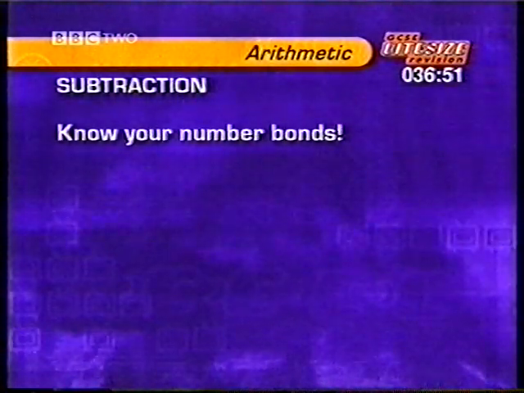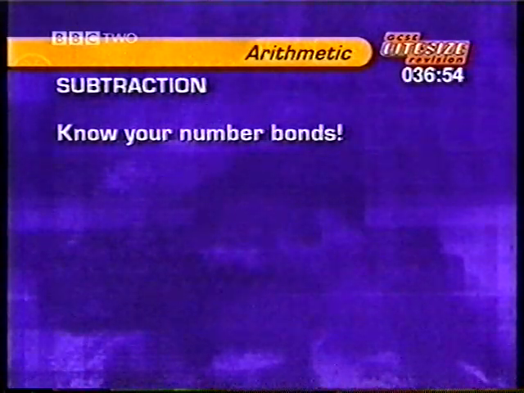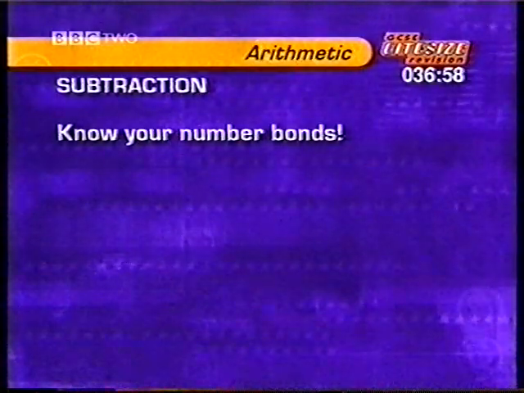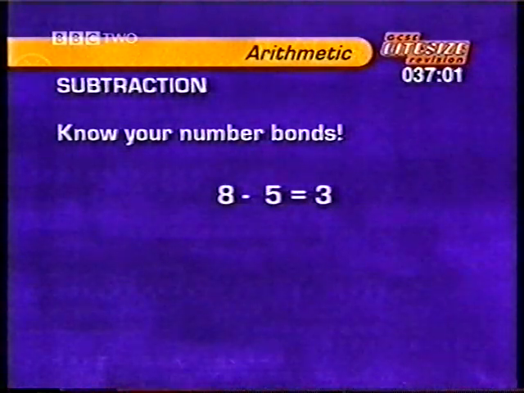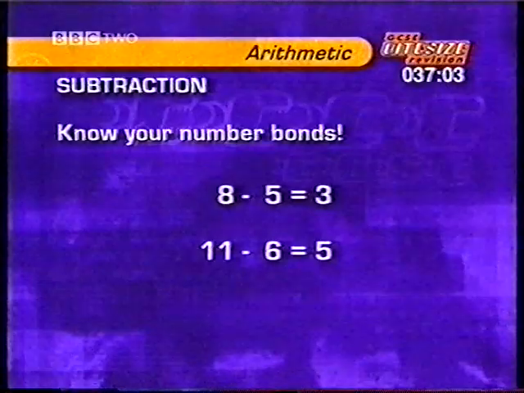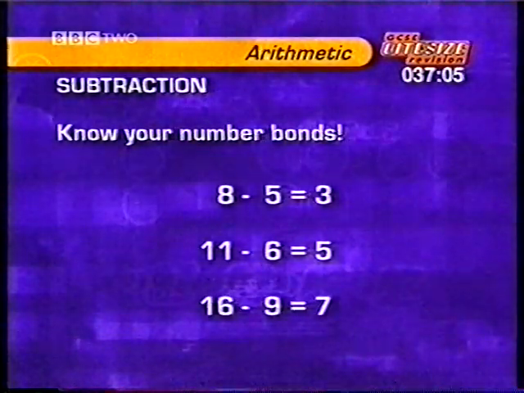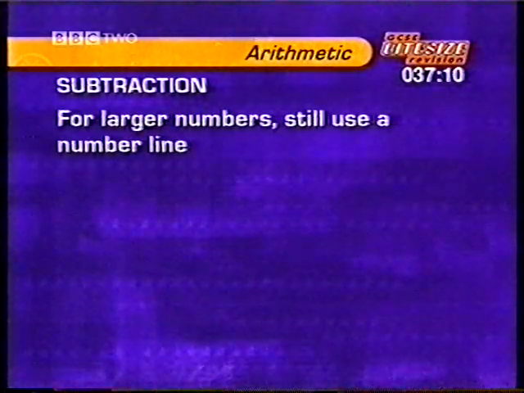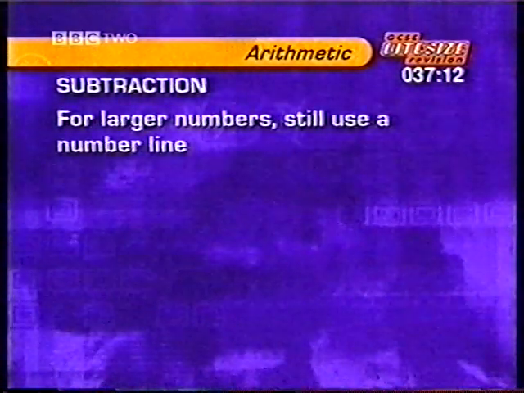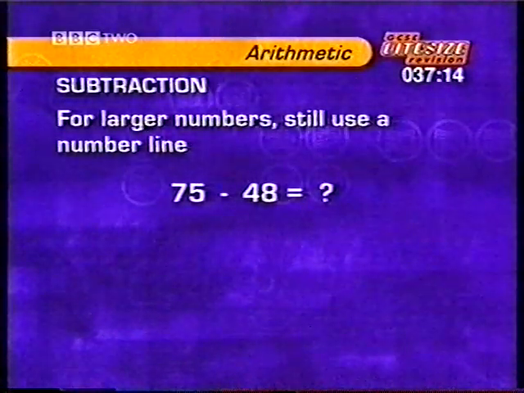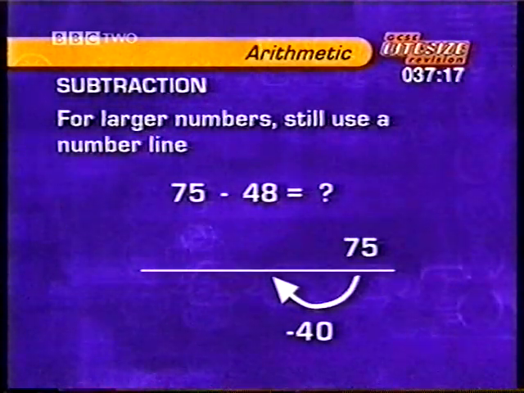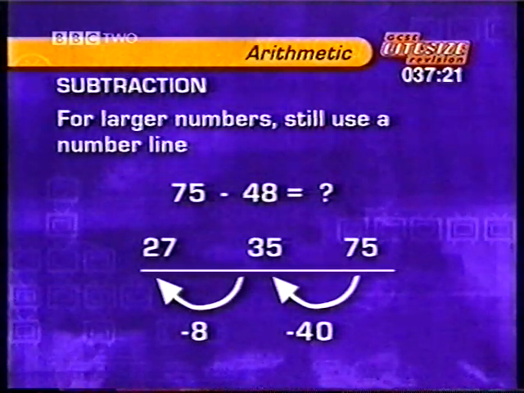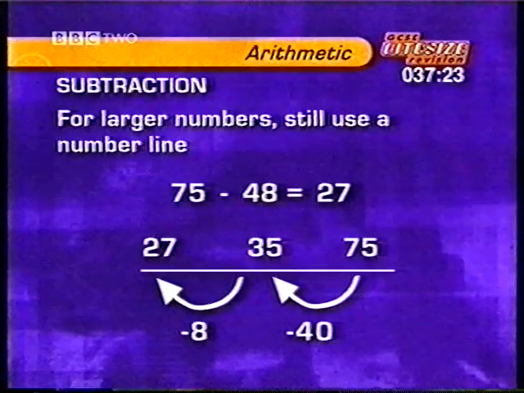As with addition, knowing the number bonds for numbers up to 10 will allow you to do many simple subtractions in your head without working them out each time, such as 8 subtract 5 is 3, 11 subtract 6 equals 5, or 16 subtract 9 is 7. For 2-digit numbers, jotting down the subtraction on a rough number line is still a useful method. To do 75 subtract 48, start at 75 and first count back 40 to reach 35 and then 8 to reach 27. So 75 subtract 48 equals 27.